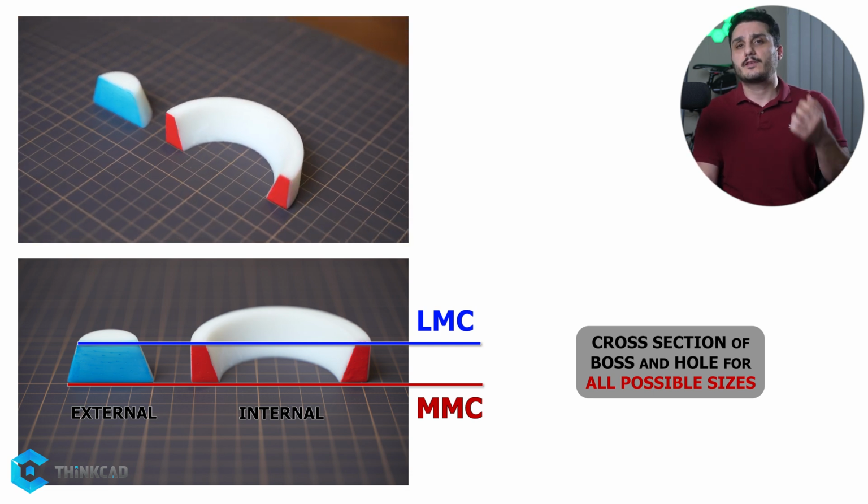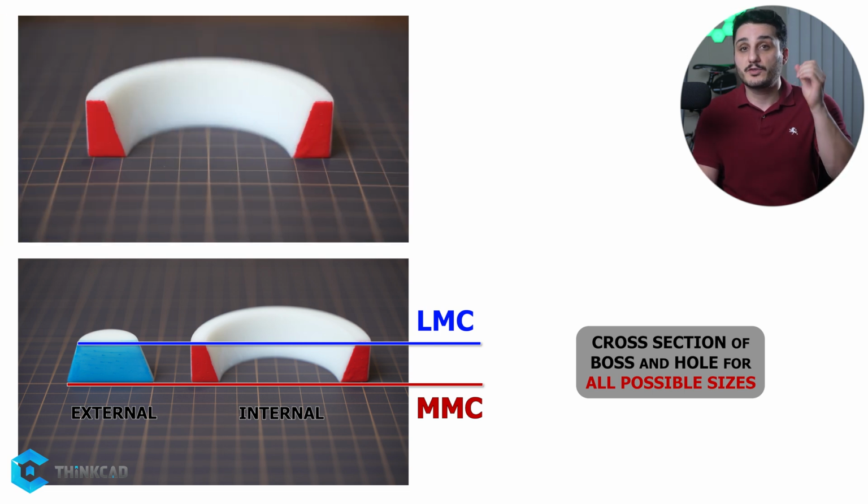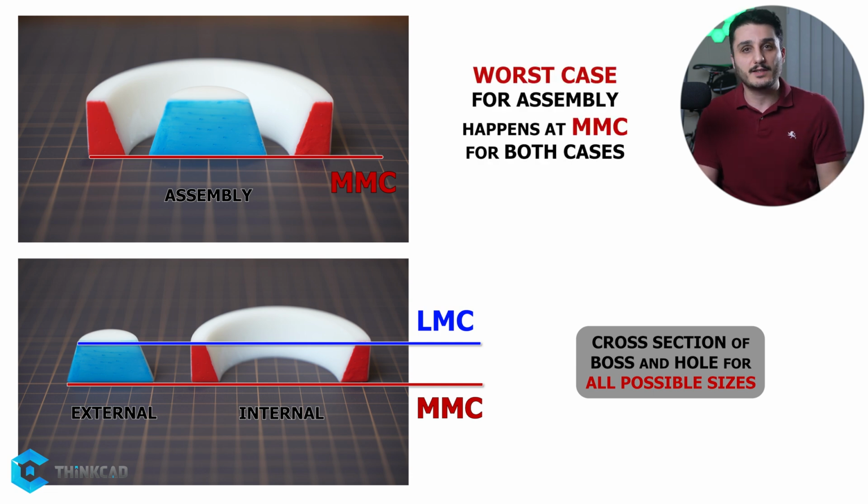Now, let me show you something about MMC that makes it brilliant. Think about a case where you want to assemble your boss into the hole. Now, I want you to think about a case where you would have the tightest fit, which is in fact the worst case in assembly. Maximum material condition for both features will give us the worst possible case when dealing with assemblies. So if our 2 parts fit when they are both at their MMC, we will know that they will definitely fit in all other cases. This is brilliant and there are so many things we can do with it. But let's not get carried away.